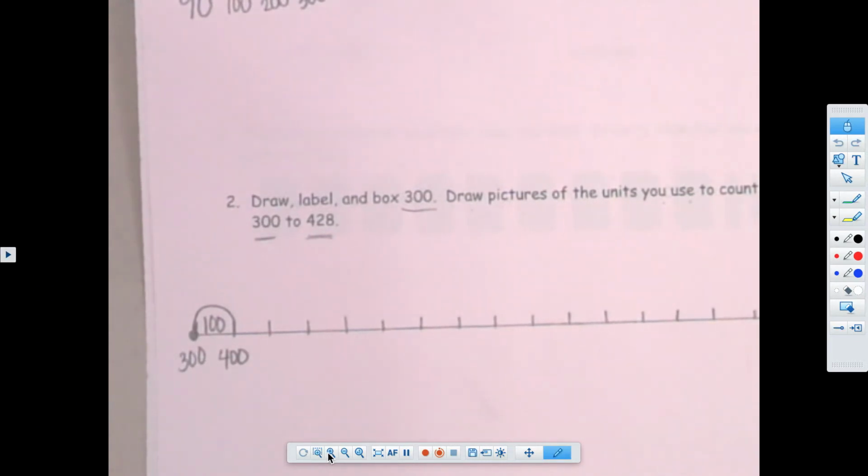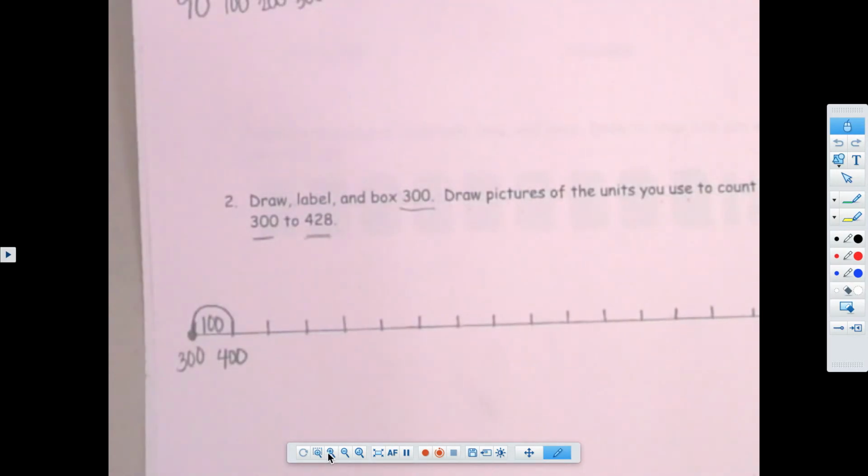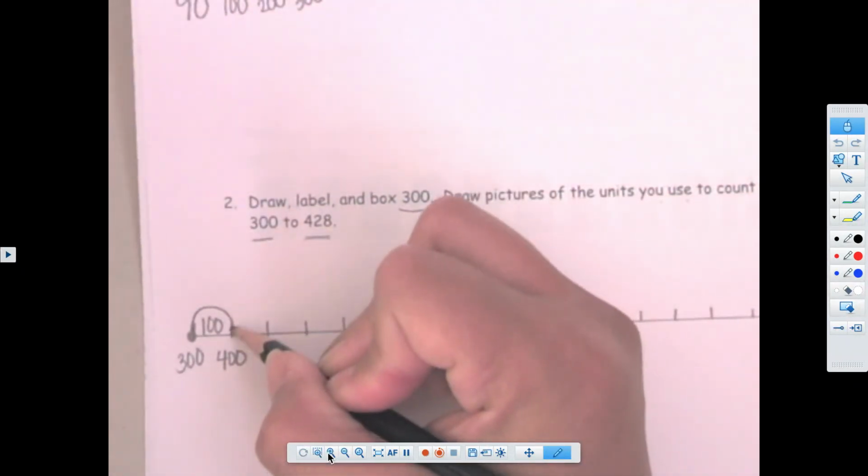Okay, so far I'm at 400, but I need to get to 428. See that number right there? Yes. That's what I need to get to. So, can we hop by tens for a little bit? Yes. Okay, let's do a 10. Let's do 10 more.